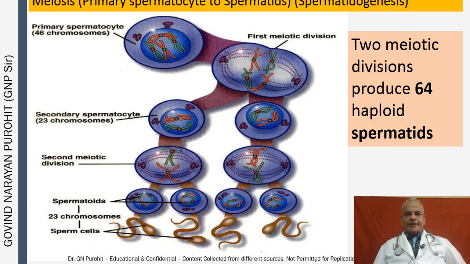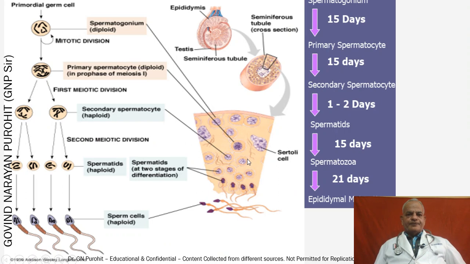Then meiosis, the primary spermatocytes are transformed to spermatids, which is known as spermatidogenesis. The primary spermatocytes have 46 chromosomes. The secondary spermatocytes have half the number. The first meiotic division takes place, and the second meiotic divisions take place to produce the spermatids, which have the 23 chromosomes.